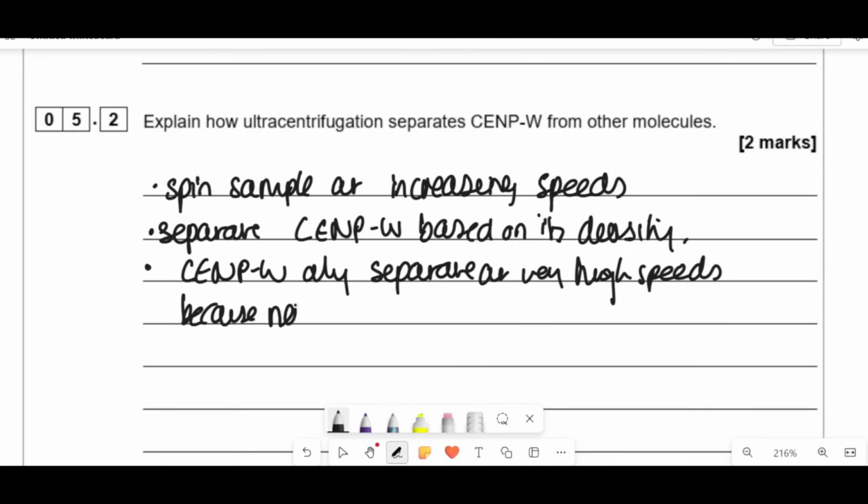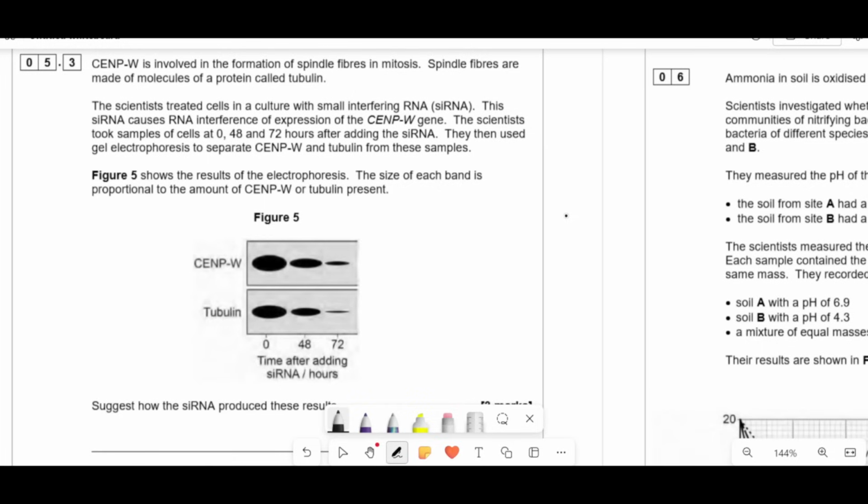Because it's not as dense as organelles and other stuff, and proteins, etc. There you go. So CENPW is involved in the formation of spindle fibers in mitosis. Spindle fibers are made from molecules of a protein called tubulin.